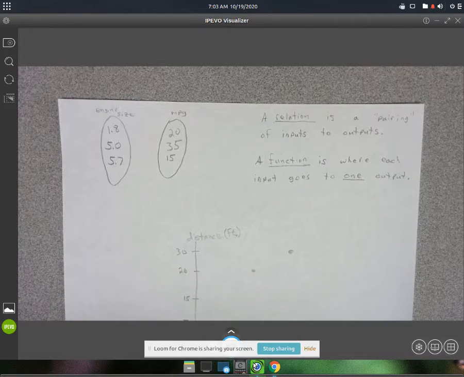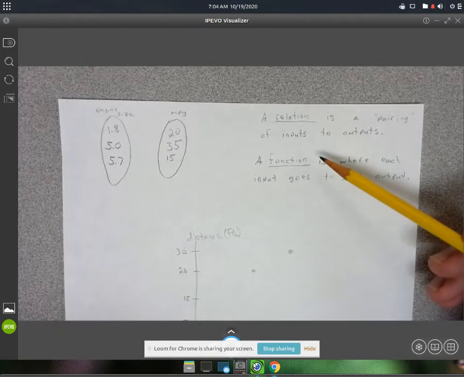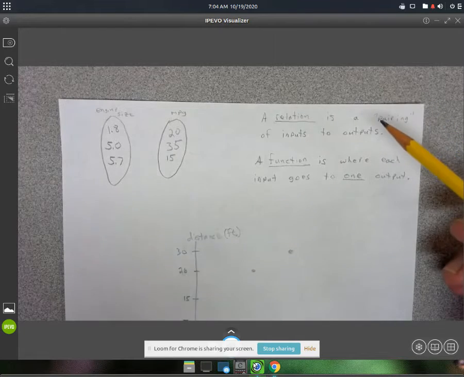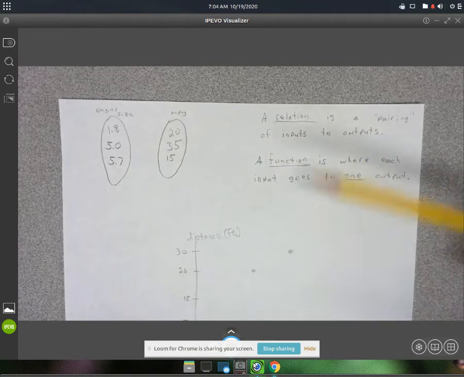In this video, I want to look at the difference between a relation and a function. Functions are going to be the main topic that we look at here, and there's a lot to talk about. I've got four relations, or ways that you might represent a function.